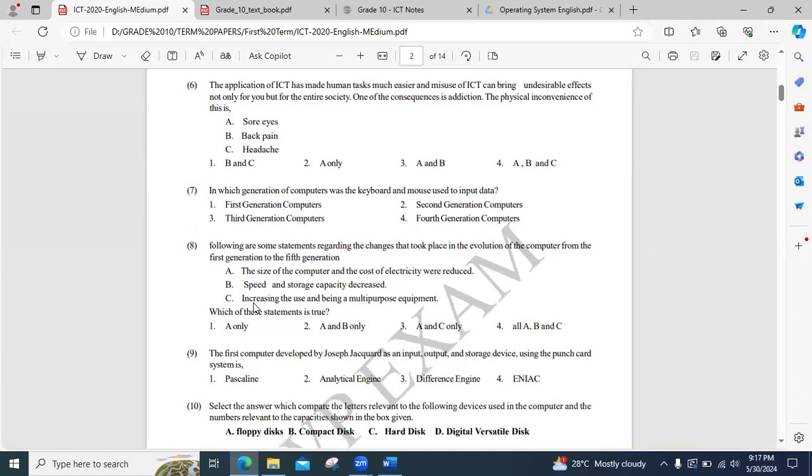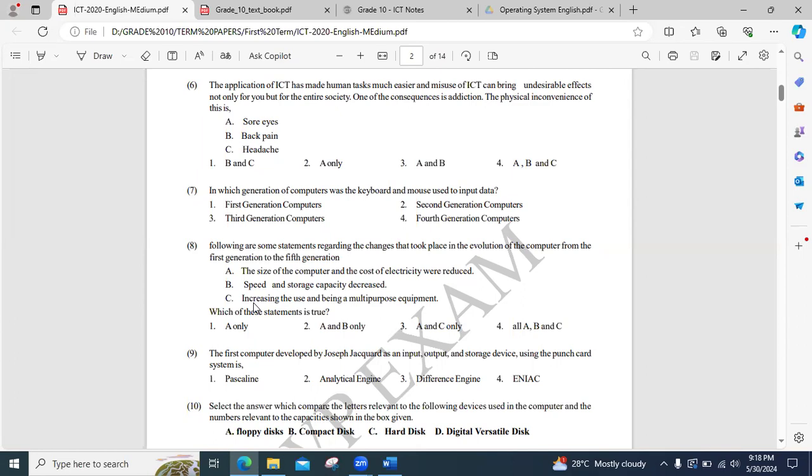So following are some statements regarding the changes that took place in the evolution of the computer from the first generation to fifth generation. The size of the computer and cost of electricity were reduced. Yes, first generation computer takes a large room size. So that is correct. A is correct. Then speed and storage were decreased. No, speed was increased. Capacity also greatly increased. So B is not correct.